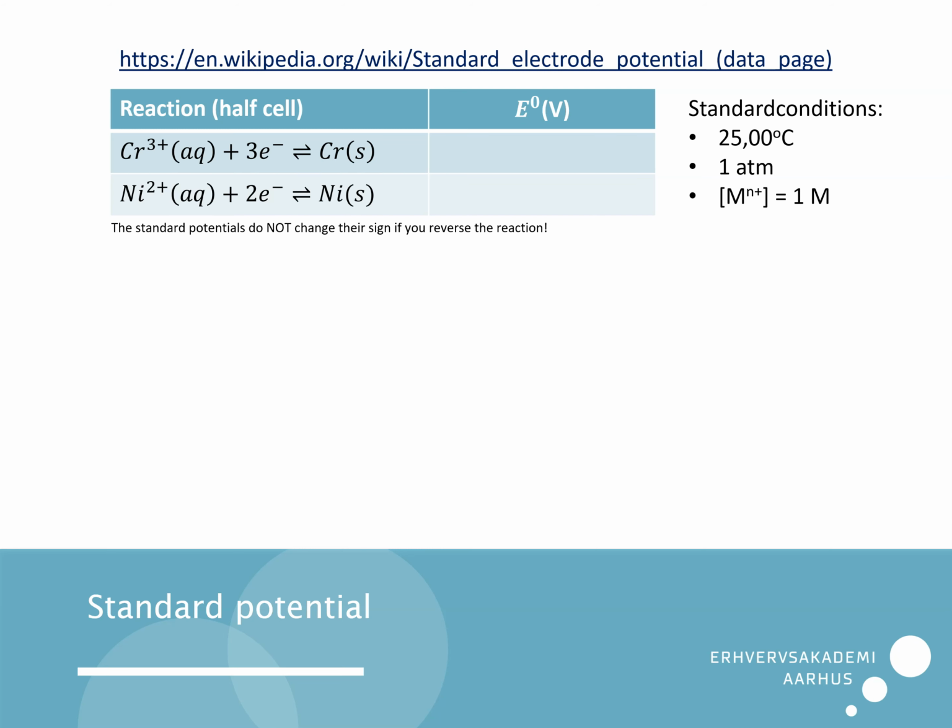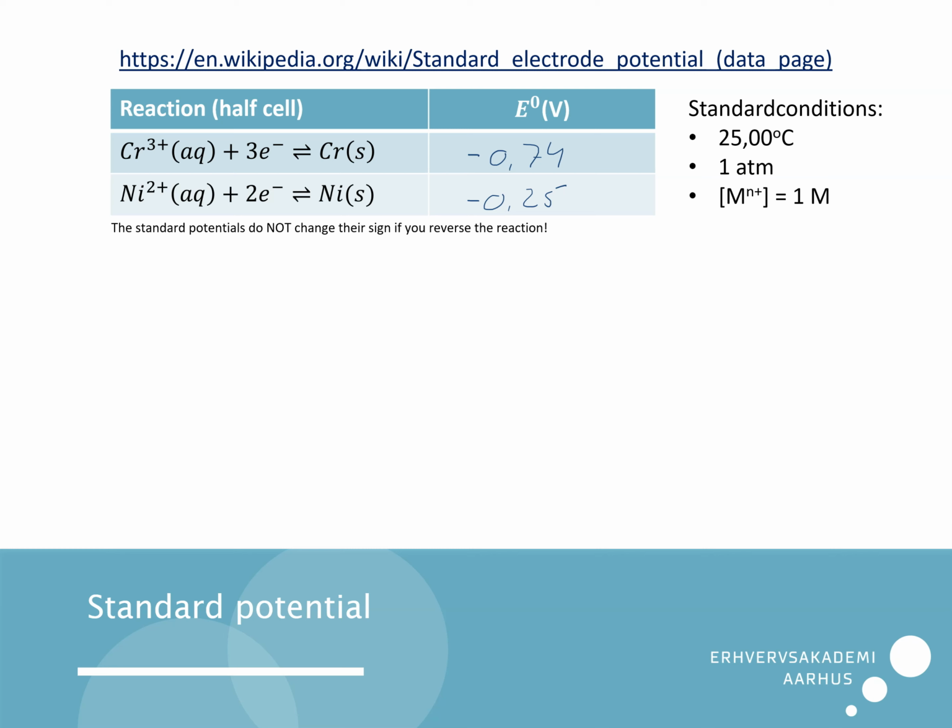We can find the standard potentials in the table on Wikipedia or in a textbook, and we see that the standard potential of chromium 3 plus to solid chromium is minus 0.74. And the standard potential of nickel 2 to solid nickel is minus 0.25. Please note that even if we were to reverse the reactions, the sign of the potential does not change. The fact that both numbers are negative means that both chromium and nickel are worse at holding on to their electrons than hydrogen is. Chromium even more so than nickel because its number is the more negative of the two.